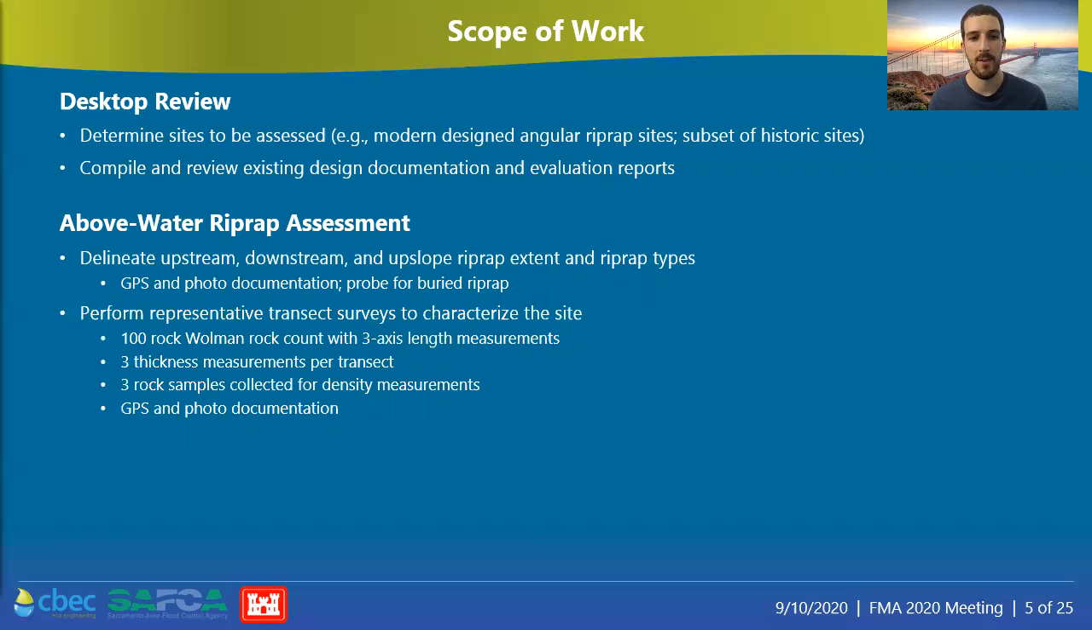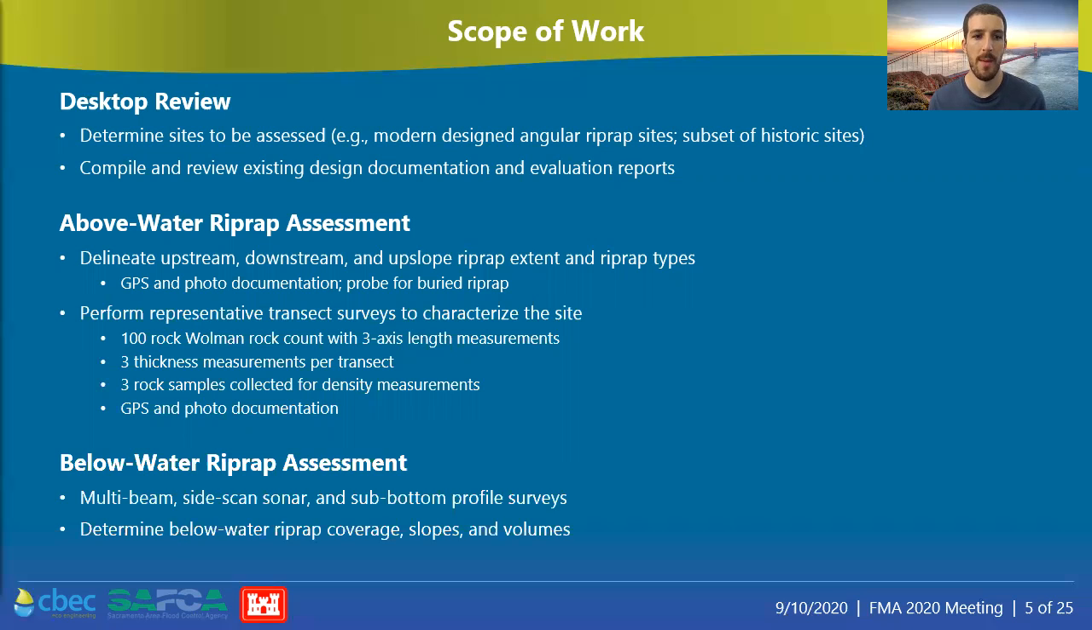Within one of those transect surveys, we collect a 100 rock Wolman rock count with 3-axis length measurements, which I'll describe more later. We perform 3 thickness measurements per transect to determine the thickness of the revetment. 3 rock samples are collected for density measurements to make sure that the rocks are of adequate density. And then lastly, GPS and photo documentation is also compiled.